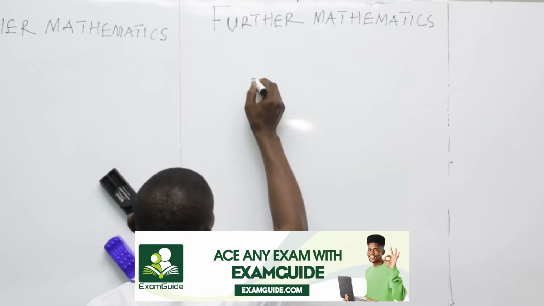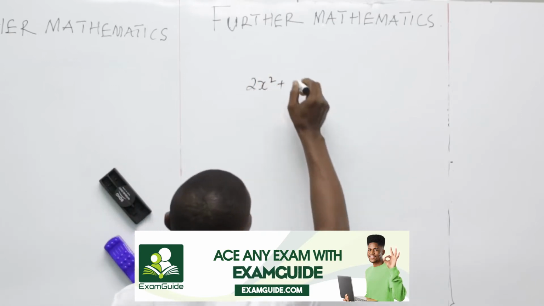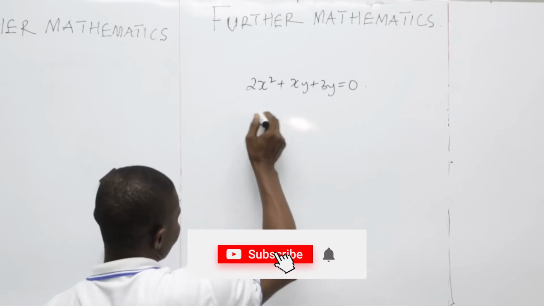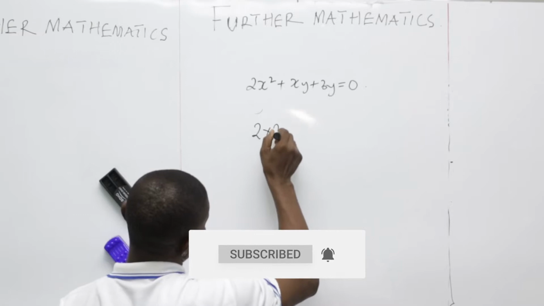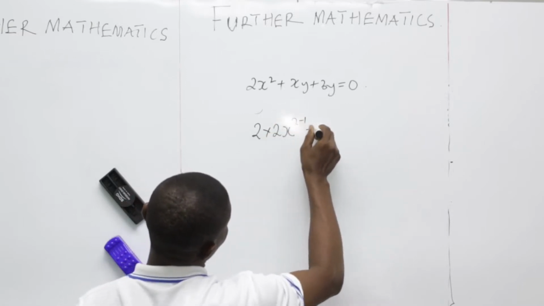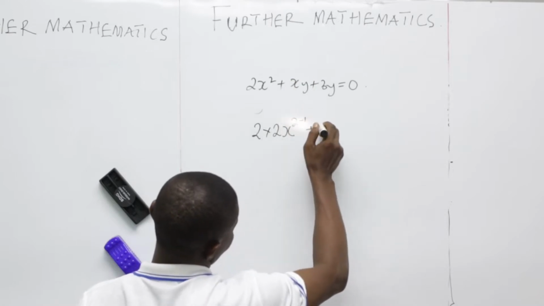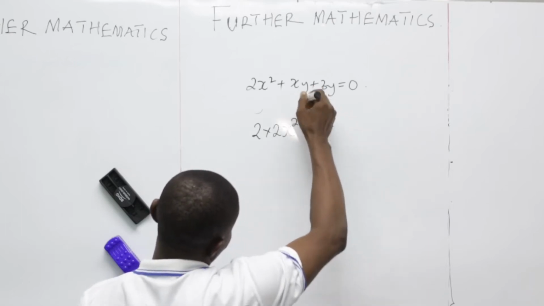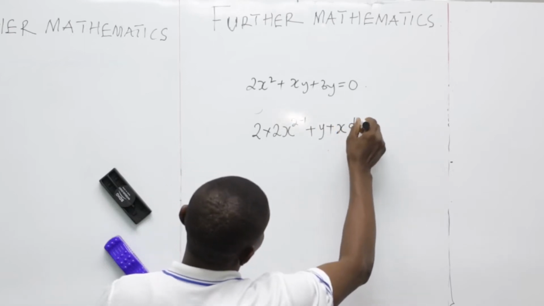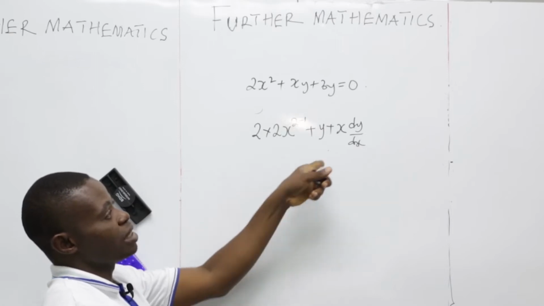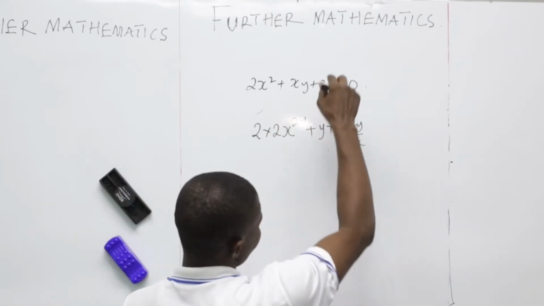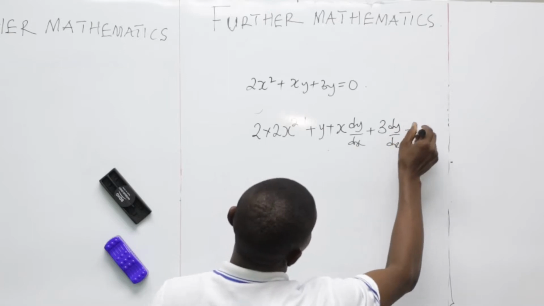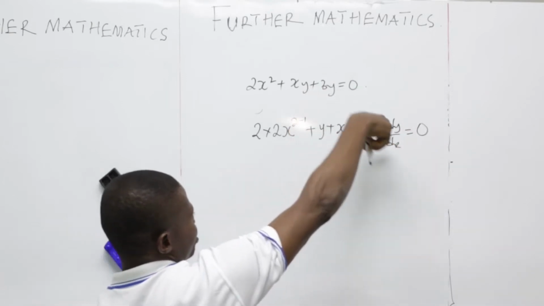We are having 2x squared plus xy plus 3y equals 0. Let us differentiate with respect to x. 2 times 2, x to the power 2 minus 1, plus we differentiate xy here. When we differentiate x with respect to x, you have y. Now we differentiate y with respect to x, we now have who? x dy/dx. Look at how dy/dx is created from the question given. It's not assigned separately. So plus 3 dy/dx equals 0. That is differentiating y with respect to x.